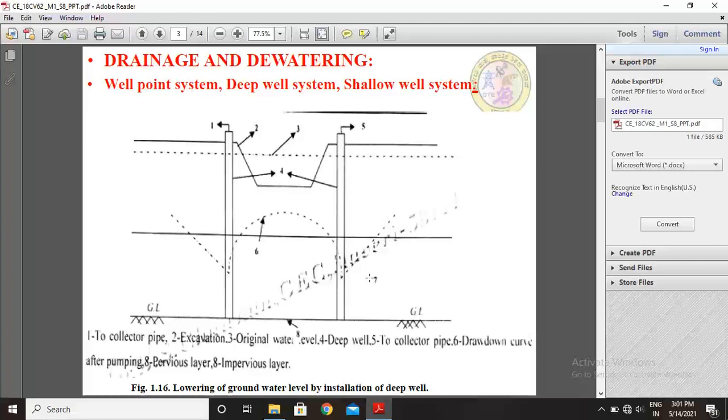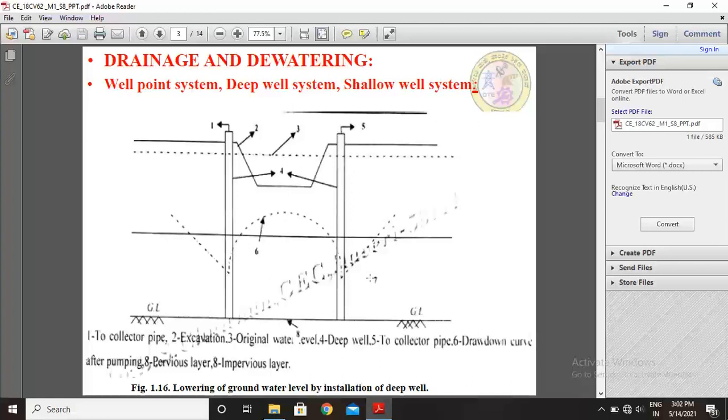In deep wells, the pump is located at the bottom of the well and hence they pump out water from greater depths than well points. Now I want to compare between well points and deep wells. Diameter in mm: for well points 50 to 80 mm and for deep wells 150 to 600 mm. Depth in meters: for well points up to 7 meters, but for deep wells 50 or more than 50 meters.